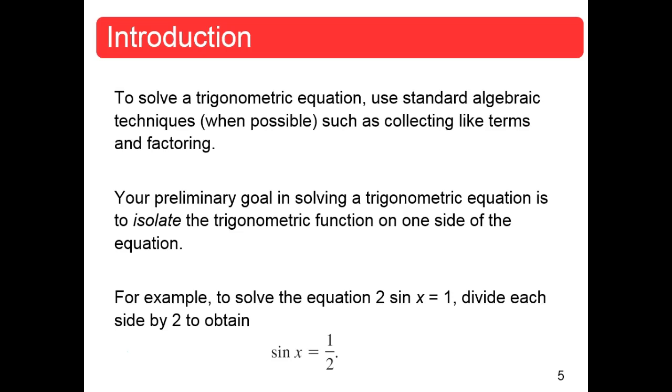Okay, for example, to solve this equation, here's a pretty simple trig equation. 2 sine x is equal to 1. That's obviously not an identity. This is only going to be true for certain values. Okay? Now, how would you proceed to try to solve that?